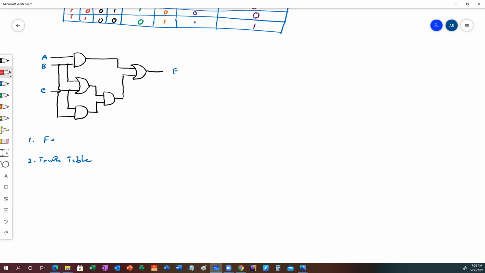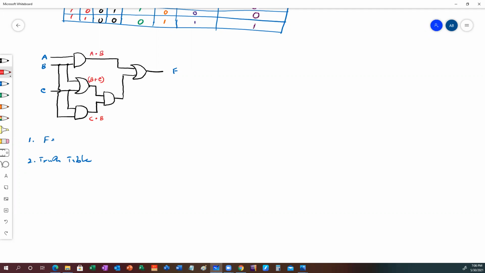Right here you will get A and B. Here you get B or C. That should be within brackets. That is compulsory. Definitely it should be within brackets because the OR gate comes before the AND gate. So it's within brackets. Down here you get C and B.